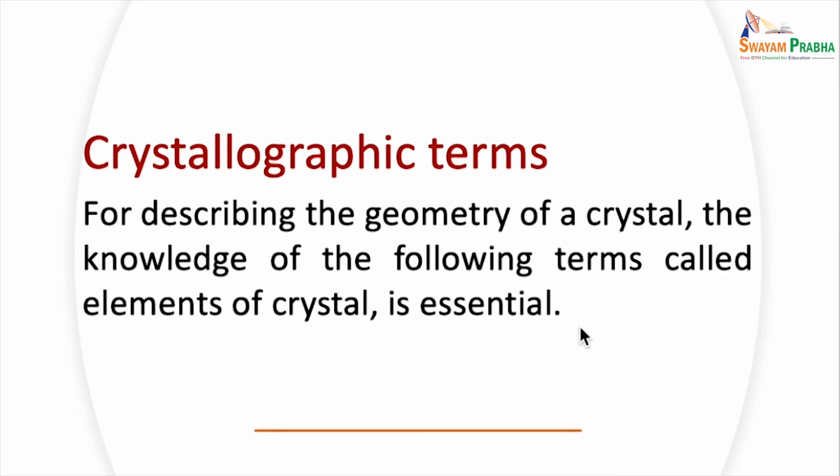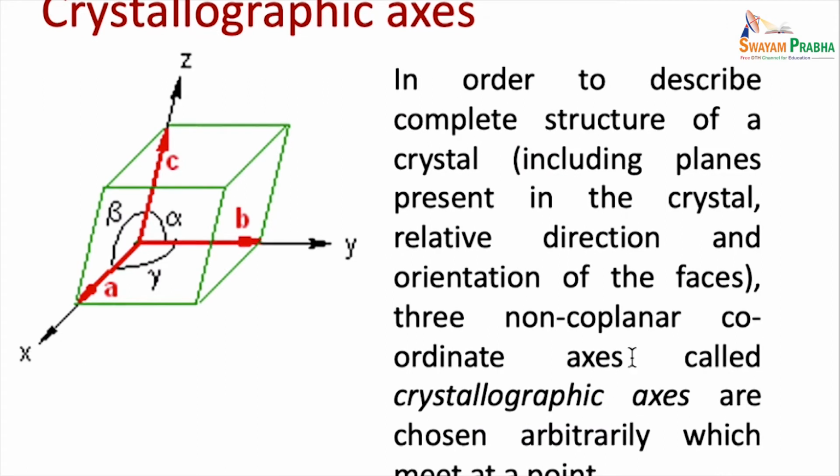Now, let's talk about certain terms which are needed to describe the geometry of a crystal. These terms are called crystallographic terms. The first is the crystallographic axis. In order to describe the complete structure of a crystal, that means the planes present in the crystal, the relative direction, and the orientation of the faces, 3 non-coplanar coordinate axes called the crystallographic axes are chosen arbitrarily which meet at a point. The choice of these axes can be done in a number of ways, but the best choice is usually lines either coinciding with or parallel to the edges between the principal faces.